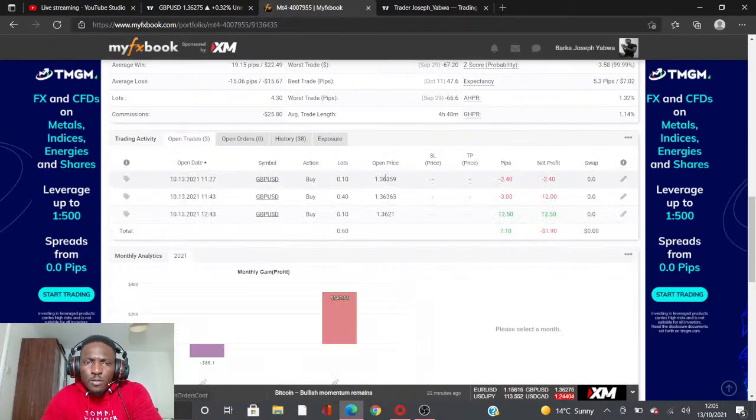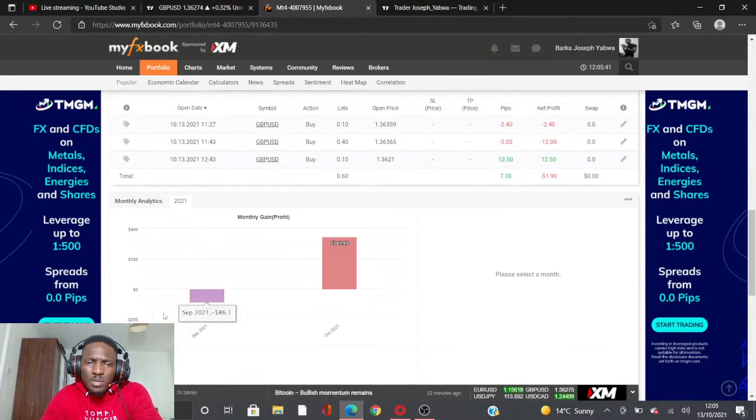Coming over here to the bottom of the page, I don't really count September because I only started trading towards the end of September. I only had one day of trading, which was a losing day, by the way.